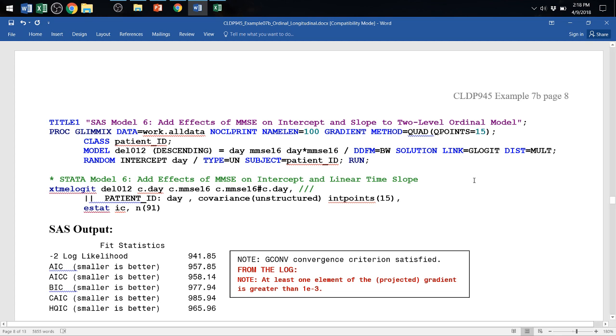So C logit is cumulative logit, that's ordinal. G logit is generalized logit, that's nominal. Mult is the same because they're all assuming the same categorical probability distribution.